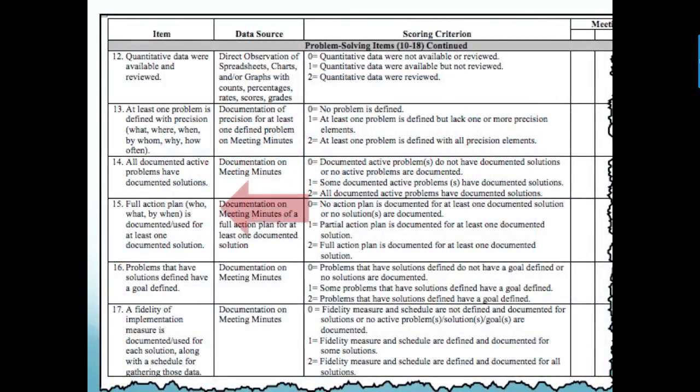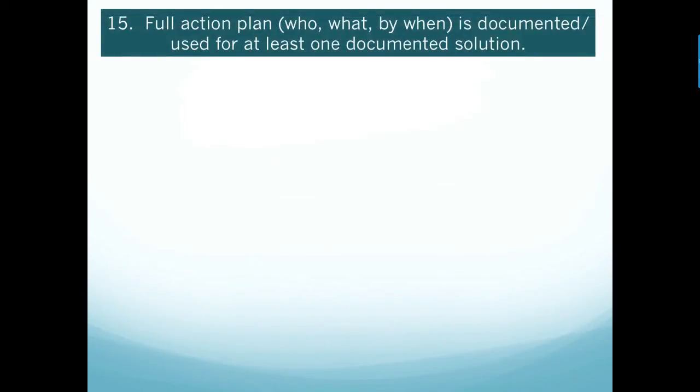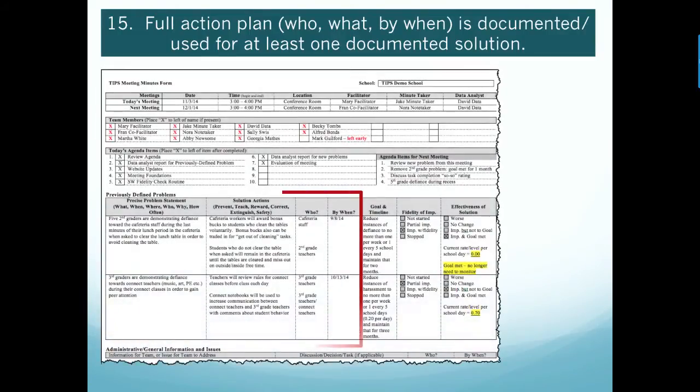We're now going to look at item number 15, which looks at the action plan that you assigned for your solutions. So this states that the full action plan, who is going to do what by when, is documented for at least one solution. Again, look at your TIPS meeting minute form, and you can look either in the previously defined problems or in your new problem section to see whether the who and the by when are completed.